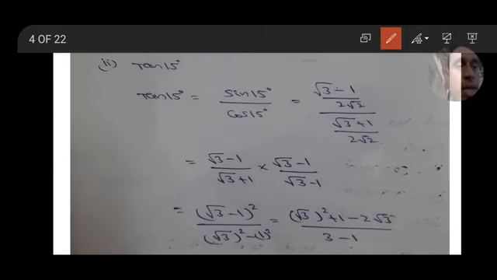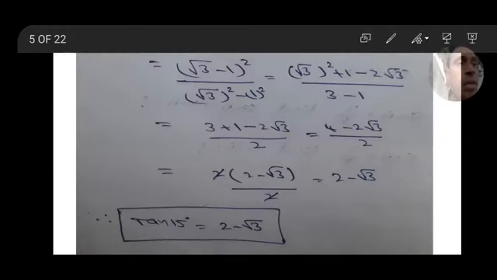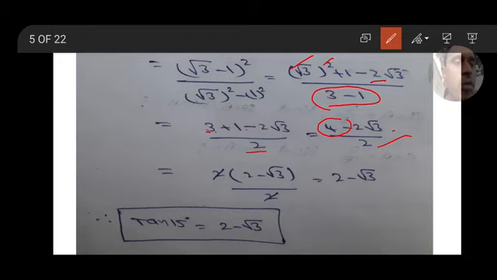In the numerator, use the a minus b whole square formula, a square plus b square minus 2ab, where a is root 3 and b is 1. In the denominator, direct simplification. Root 3 whole square means square and square root cancel. We get 3 plus 1 minus 2 root 3 by 3 minus 1, which is 2. 3 plus 1 is 4, so 4 minus 2 root 3 by 2. 2 is common in the numerator, 2 into 2 minus root 3, and 2 cancels out with 2. This is the tan 15 value. What is tan 15 degrees? 2 minus root 3.